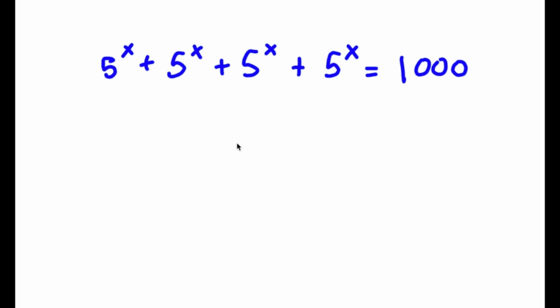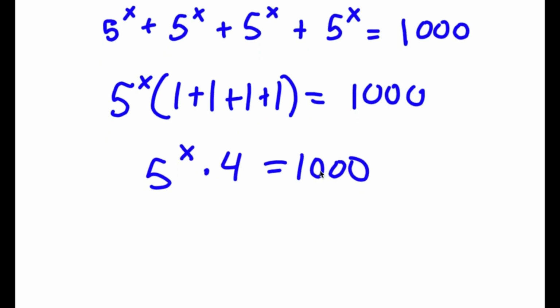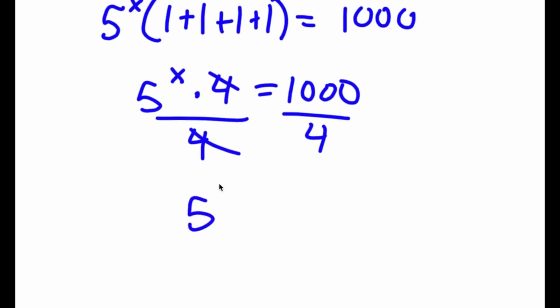Alright, so in this problem, I have 5 to the power of x plus 5 to the power of x plus 5 to the power of x plus 5 to the power of x is equal to 1,000. So to solve this, I'm going to first start by factoring out 5 to the power of x. So now I have 5 to the power of x times 1 plus 1 plus 1 plus 1 is equal to 1,000. Now 1 plus 1 plus 1 plus 1 is 4. So I have 5 to the power of x times 4 is equal to 1,000. Now if I divide both sides by 4, these two cancel out, and I get 5 to the power of x is equal to 250.